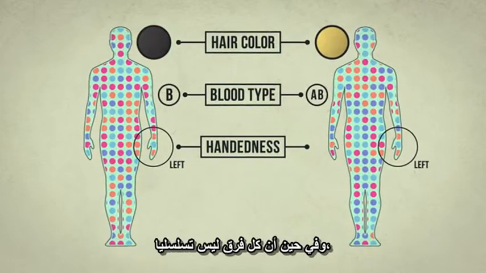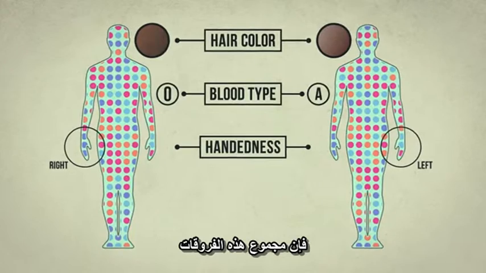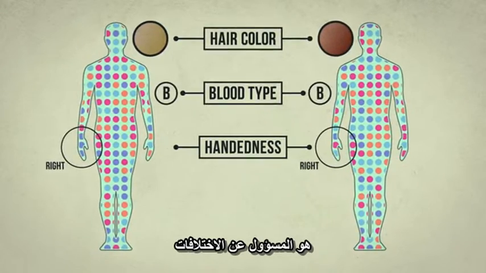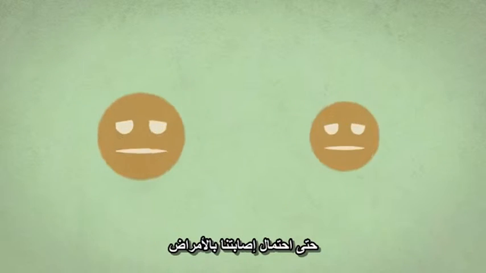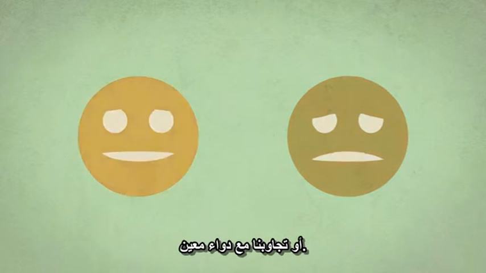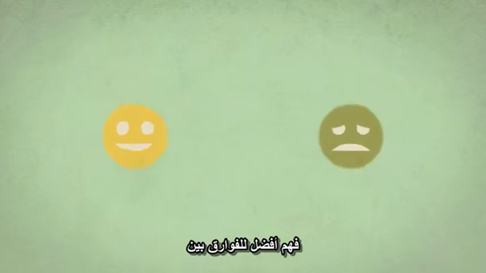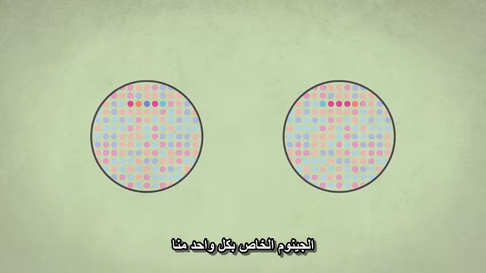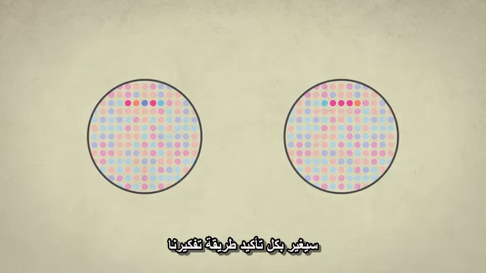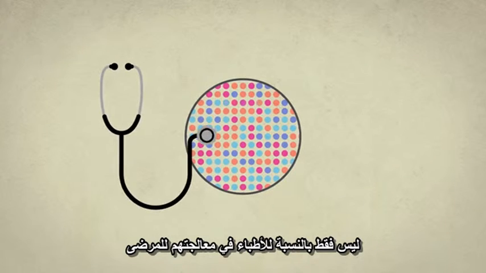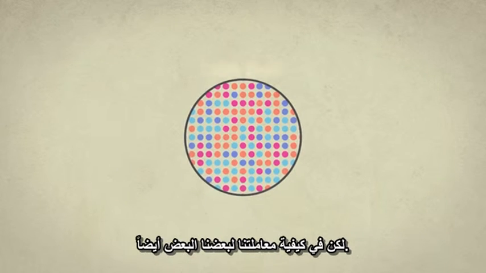While not every difference is consequential, the sum of these differences is responsible for differences in how we look, what we like, how we act, and even how likely we are to get sick or respond to specific medicines. Better understanding of how disparities between our genomes account for these differences is sure to change the way we think, not only about how doctors treat their patients, but also how we treat each other.